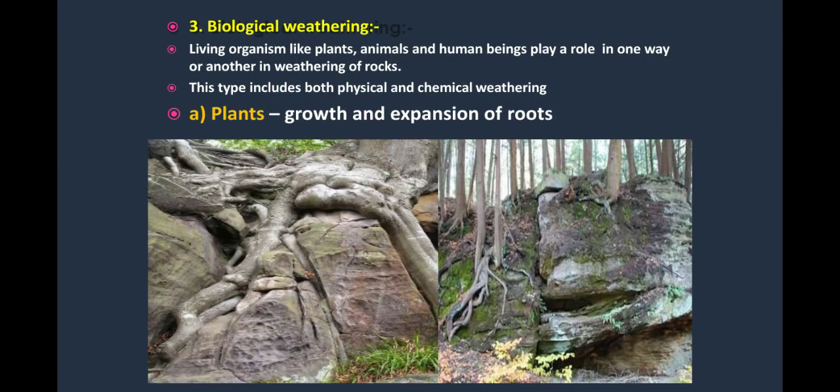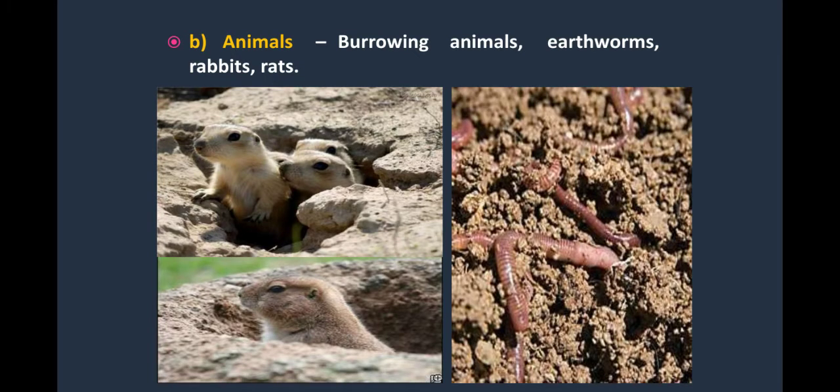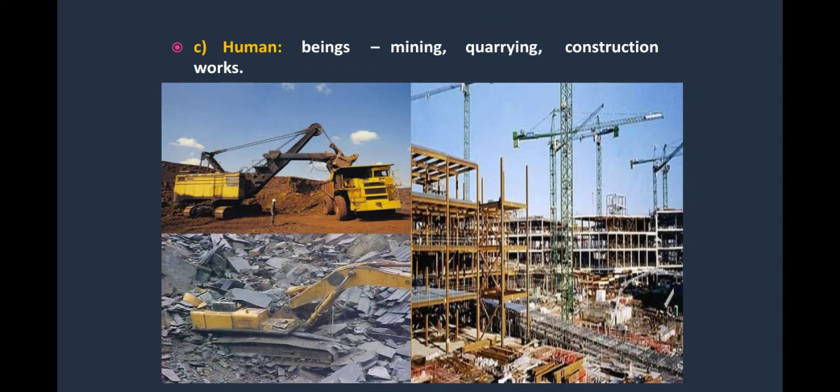Then biological weathering. Now this is important. Living organisms like plants, animals and human beings play a role in one way or another in weathering of rocks. This type includes both physical and chemical weathering. Plants: growth and expansion of roots. Have you seen it? They will break the rocks. Then animals: burrowing animals, earthworms, rabbits, rats, etc. Then human beings, we also do it by mining, quarrying, construction works, we break the rocks.